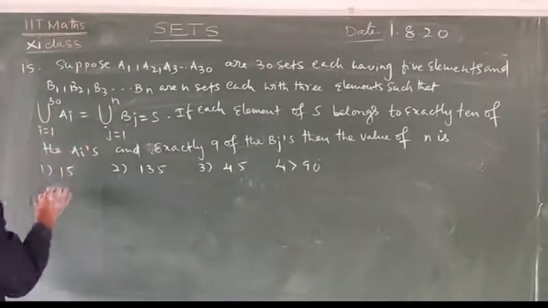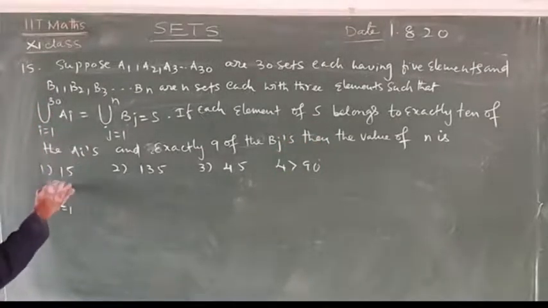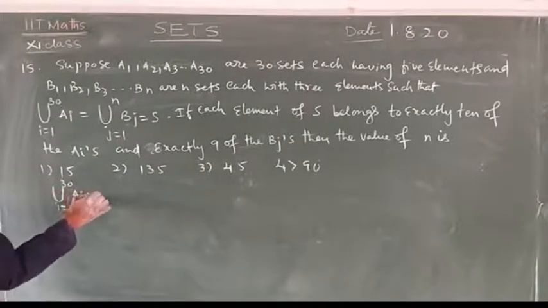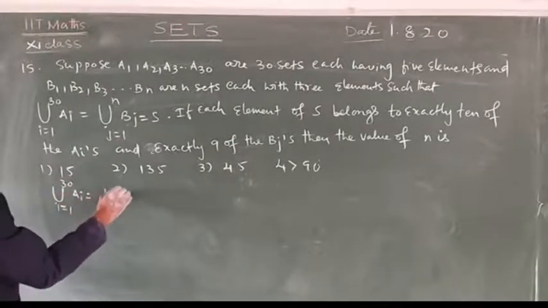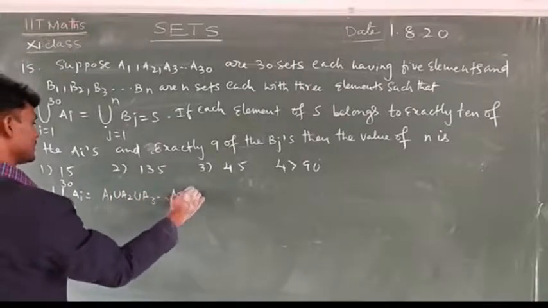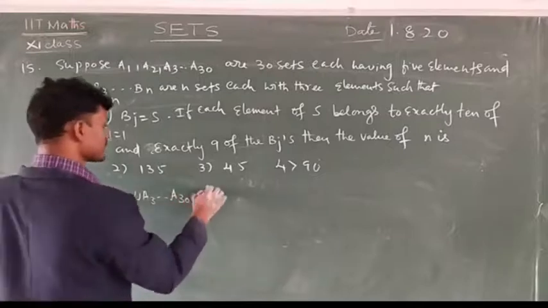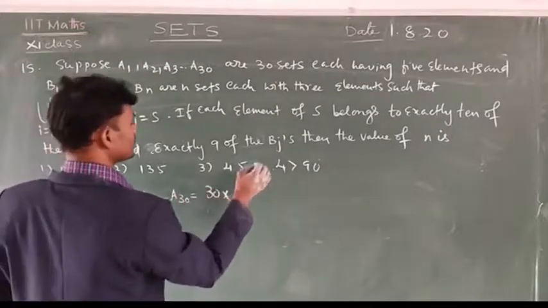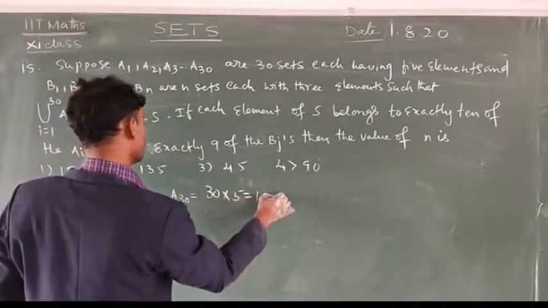See here, first the union of Ai for i is equal to 1 to 30 as given. Here total A1 union A2 union A3 up to A30 as given. Here total how many sets as given? 30 sets. Each set having how many elements? 5 elements. Total 150 elements.